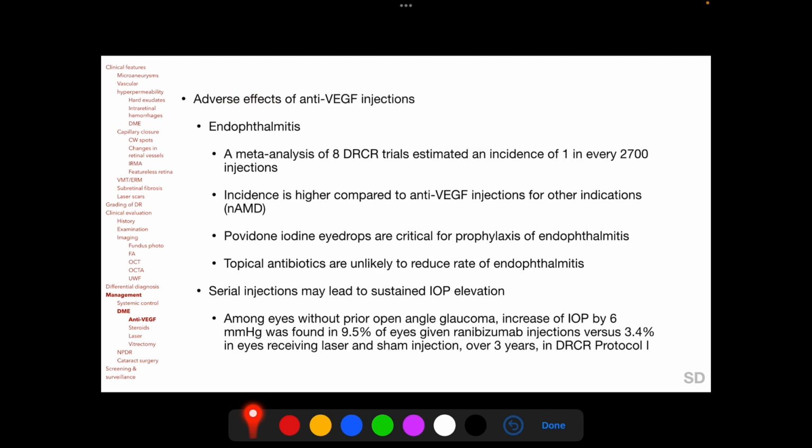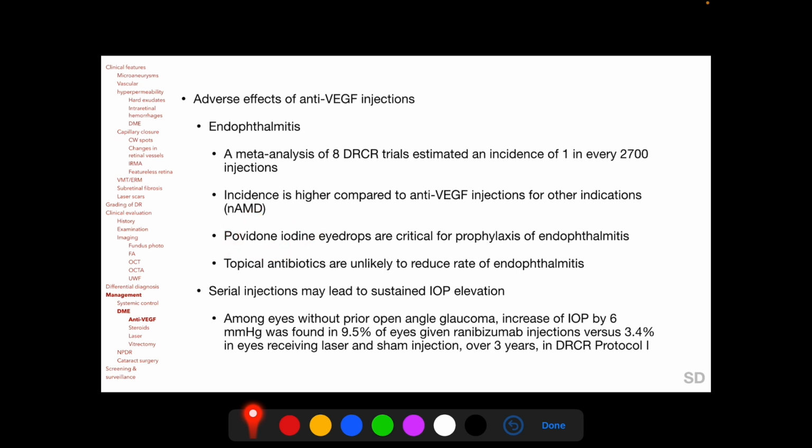Adverse effects of anti-VEGF injections include endophthalmitis, and a meta-analysis of 8 DRCR trials estimated an incidence of 1 endophthalmitis case for every 2,700 injections. Incidence of endophthalmitis following anti-VEGF injections for diabetic macular edema is said to be higher as compared to the incidence following anti-VEGF injections for other indications such as neovascular AMD.